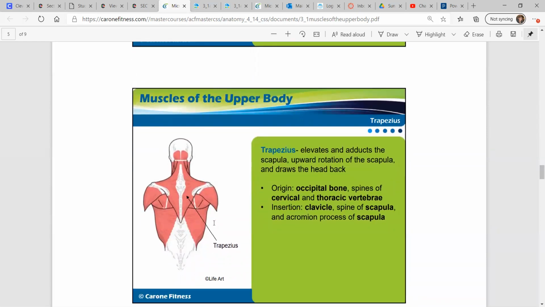The traps, they're on your back, closer towards your head, on your upper back, elevates and adducts the scapula, upward rotation of the scapula, and draws the head back. Origin, occipital bone, spines of cervical and thoracic vertebrae. And the insertion point is the clavicle, spine of the scapula, and the acromion process of scapula.